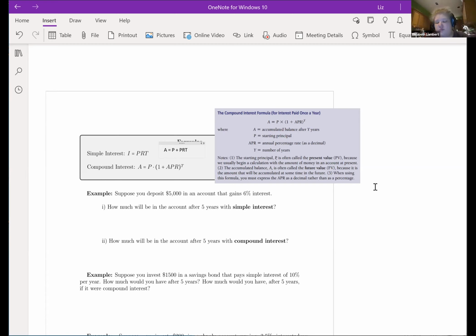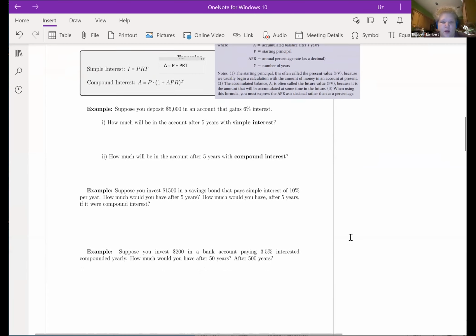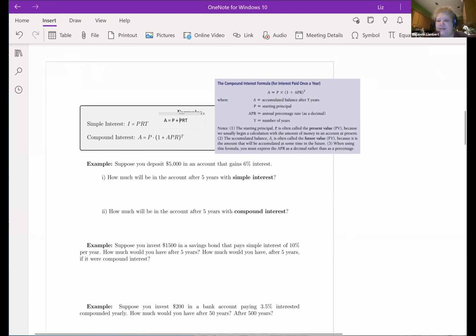And then the admonition: make sure you use it as a decimal, not a percent. You will get crazy answers without doing the decimal conversion. All right, so I'm going to pause it and then start those in the next one.